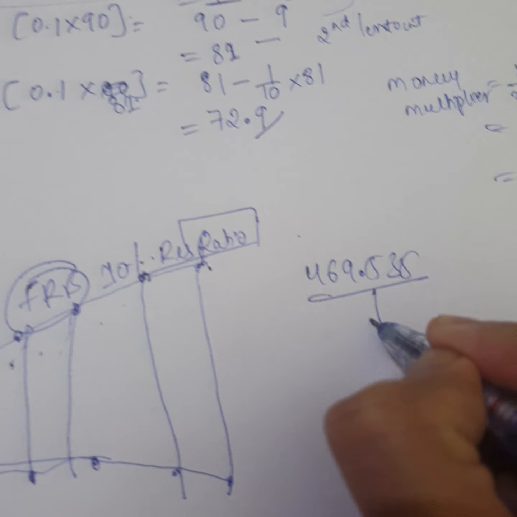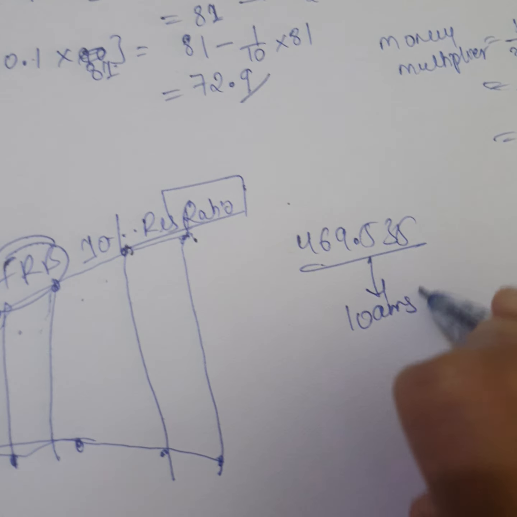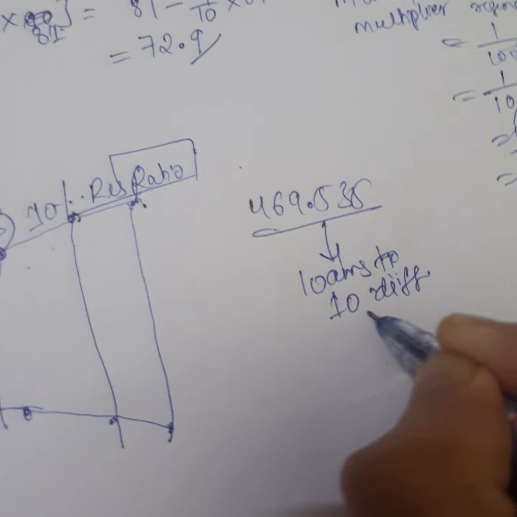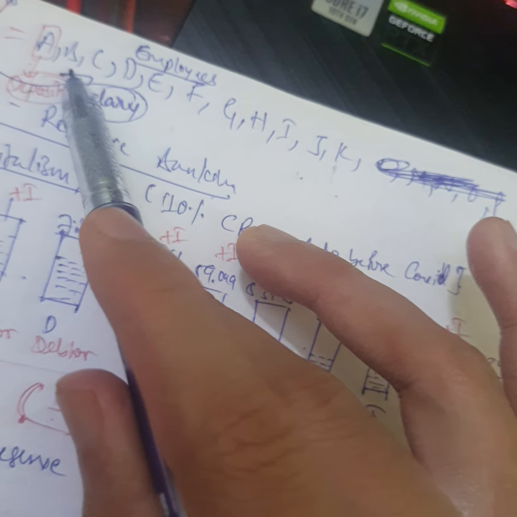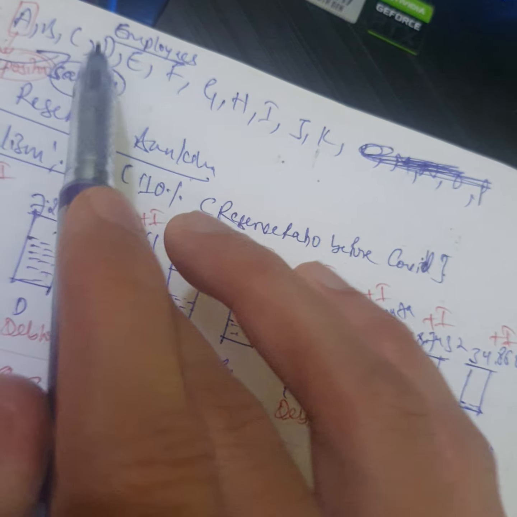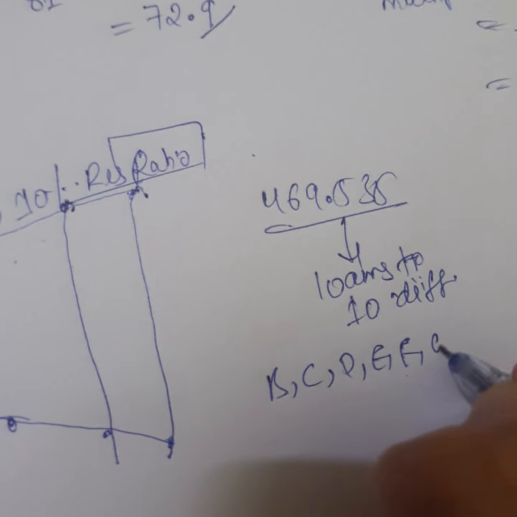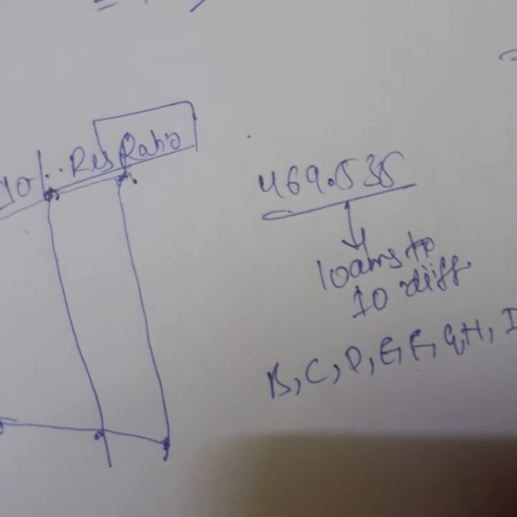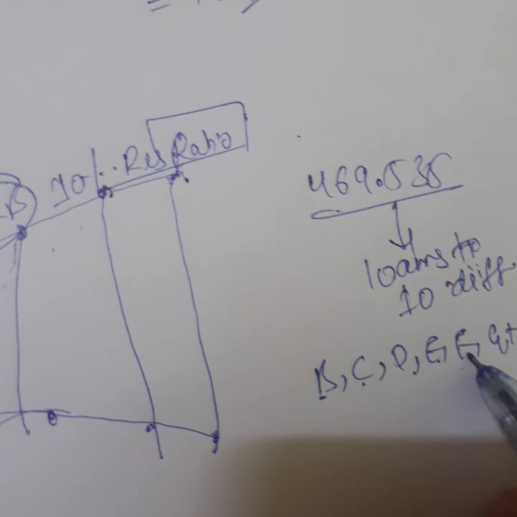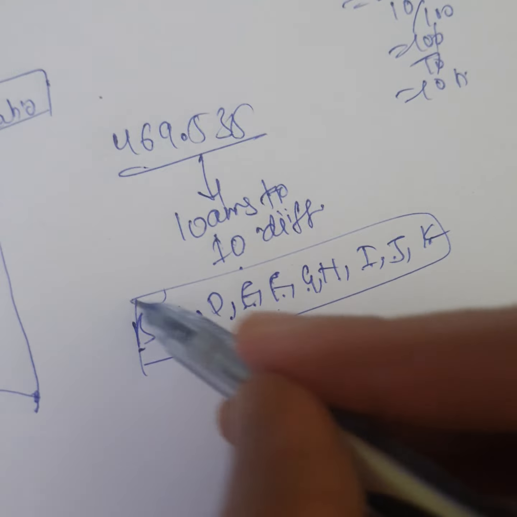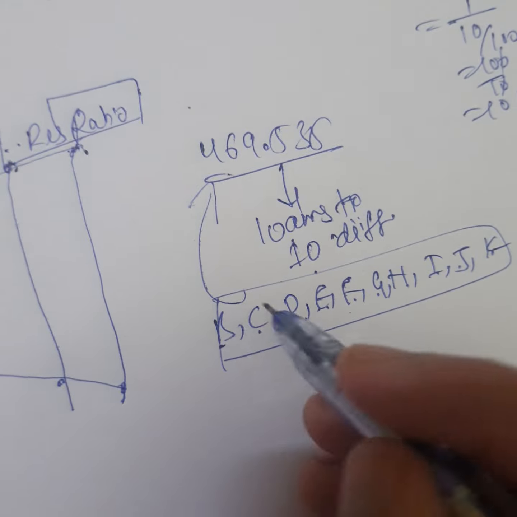The 469.535 is lent as loans to 10 different persons. The depositor is A, and these people, B, C, D, E, F, G, H, I, J, K, have taken loans. That is 1, 2, 3, 4, 5, 6, 7, 8, 9, 10. These 10 people will take this much loan and spend it for themselves.